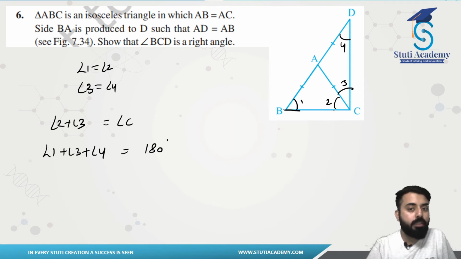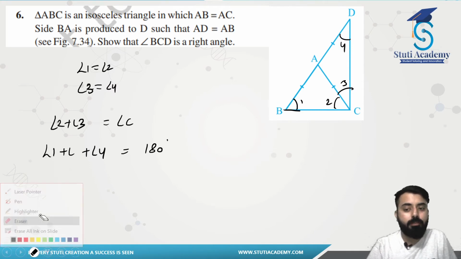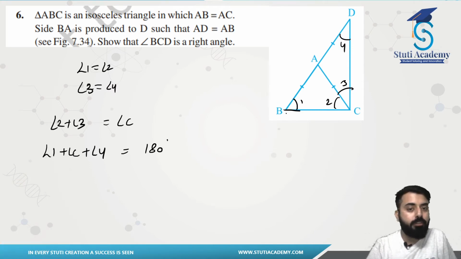Angle 1, angle 3, sorry, let's just call this angle C, not angle 3. Let's call this one angle C. So angle 1, this complete angle C, and this angle 4. The sum of those will be 180, angle sum property. I know angle C itself is 2 same as 1, 3 is same as 4. So can I write it like this? Angle 1 plus angle 2 plus angle 3 plus angle 4 equals 180.